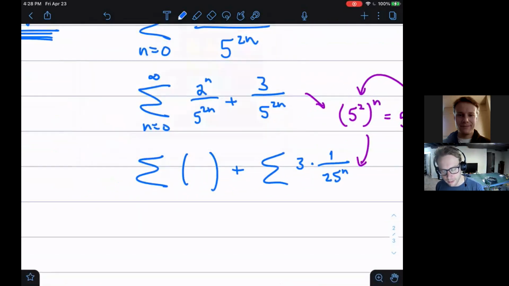Here, we're going to do a very similar trick, but notice that we have 2 raised to the nth power and that 25 raised to the nth power. So we're going to combine these as just 2 25ths, all raised to the nth power.